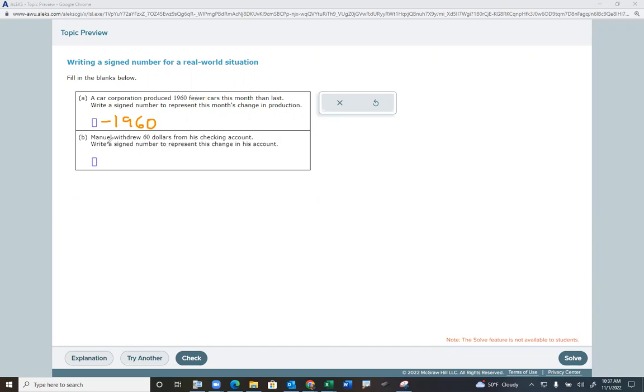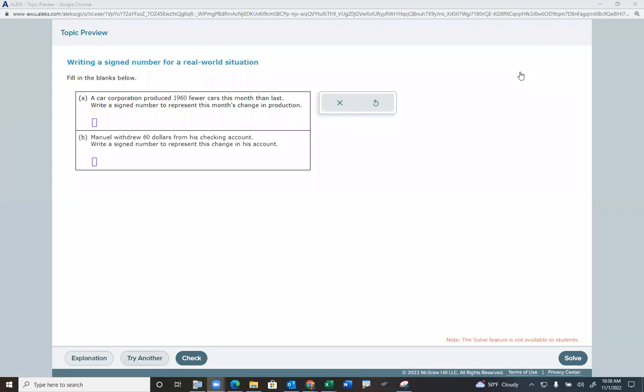On part B, Manuel withdrew $60 from his checking account. Write a signed number to represent the change in his account. So his account changed by $60. Did the balance in his account go up or go down? Well, it went down. He still has the same amount of money, because he still has the $60, but his checking account went down $60.